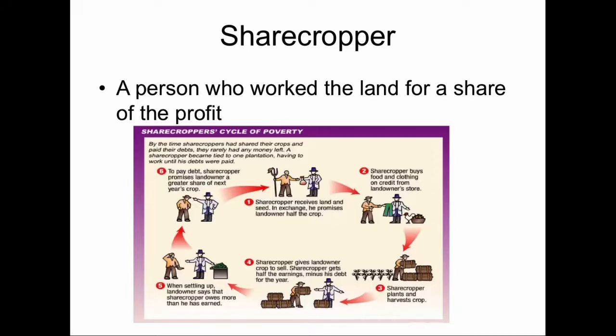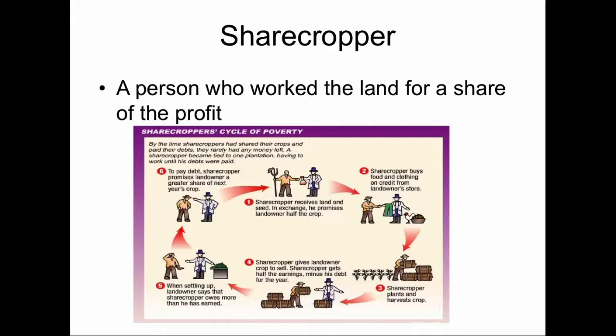So this is going to be our last thing here. And our last thing here is another example of discrimination in something called sharecropping. A sharecropper is a person who worked the land for a share of the profit, and in the end, this is probably the best job that a black person out of slavery potentially is going to get.